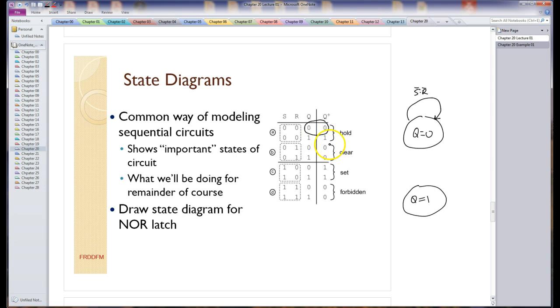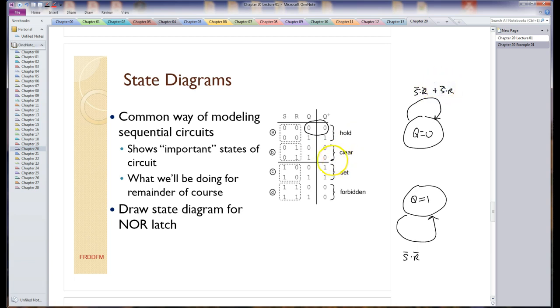And I'm going to do that for every row in this table. Here's a 1 to 1 transition. So it starts in state 1 and it goes to state 1. The conditions are S bar and R bar for that transition also. So we'll keep going on this thing. Here's a 0 to 0 transition. We already have that transition. So this is going to be S R.